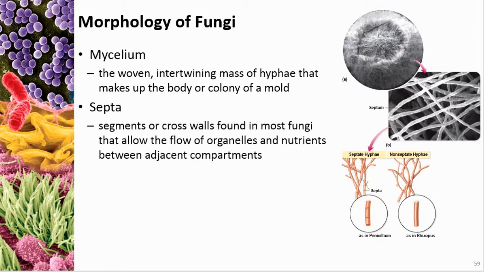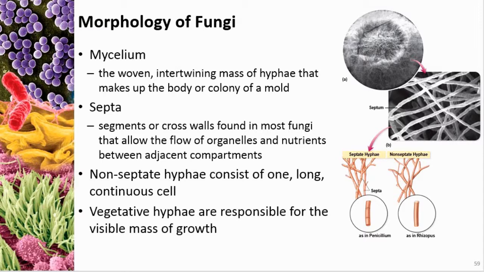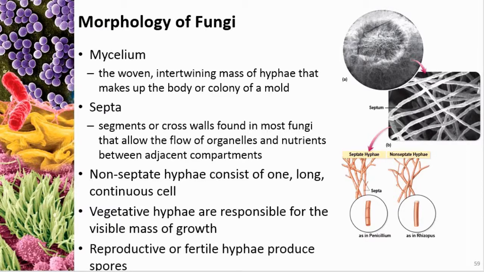Even though they're separated, they still have channels in them that allow things to be passed from one section to another. Non-septate hyphae, the one on the right, the rhizopus, have just one continuous long cell. So penicillin is septated and rhizopus is non-septate. Vegetative hyphae are responsible for what we see when we look at a mold, which is different from the spore, because we also have reproductive or fertile hyphae, which are what actually produce the spores.